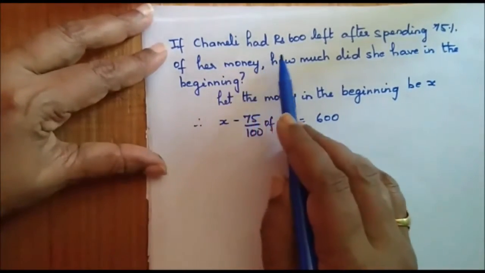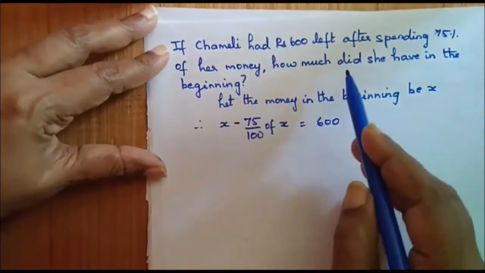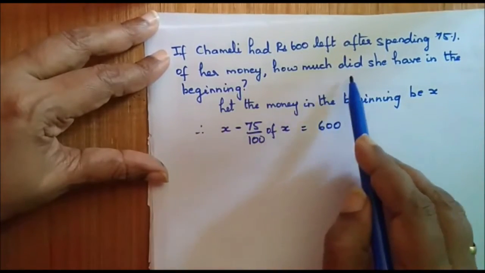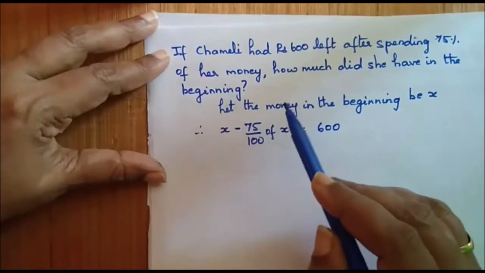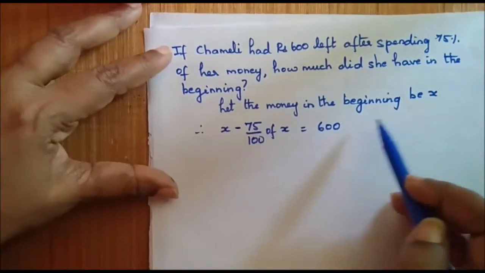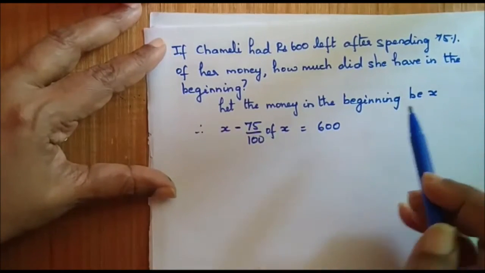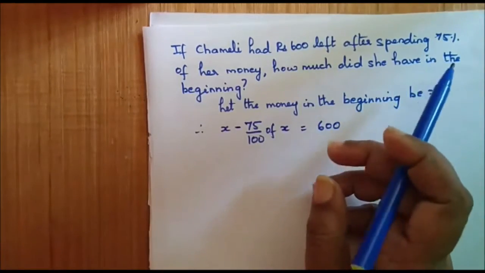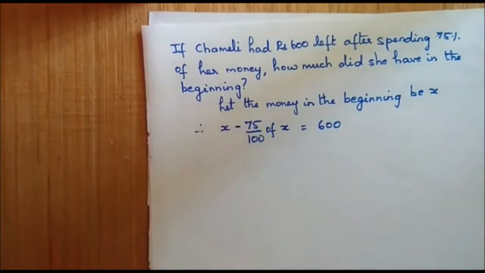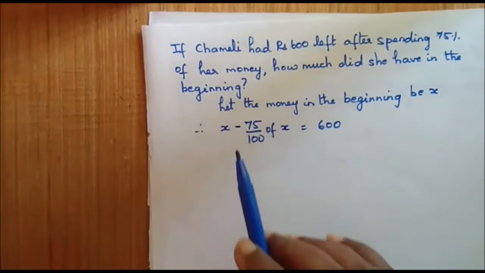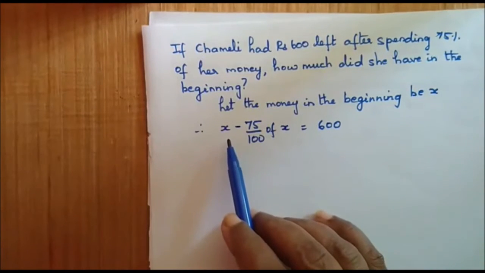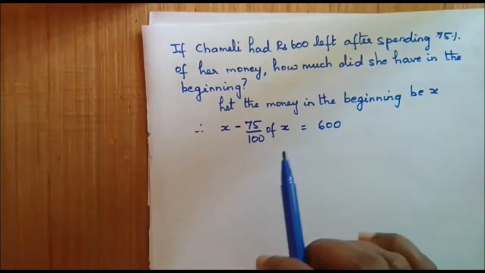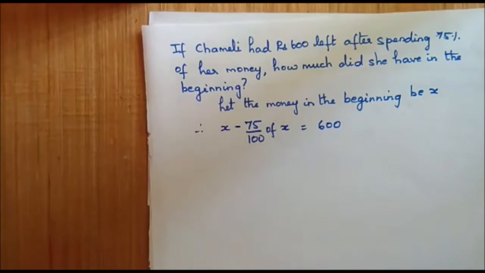If Chameli had rupees 600 left after spending 75% of her money, how much did she have in the beginning? Now let the money in the beginning be X. Now what is it? She has 600 left after spending 75% of her money. So if the money is X in the beginning, if I subtract 75% of X, I will get 600. I hope you understood this.